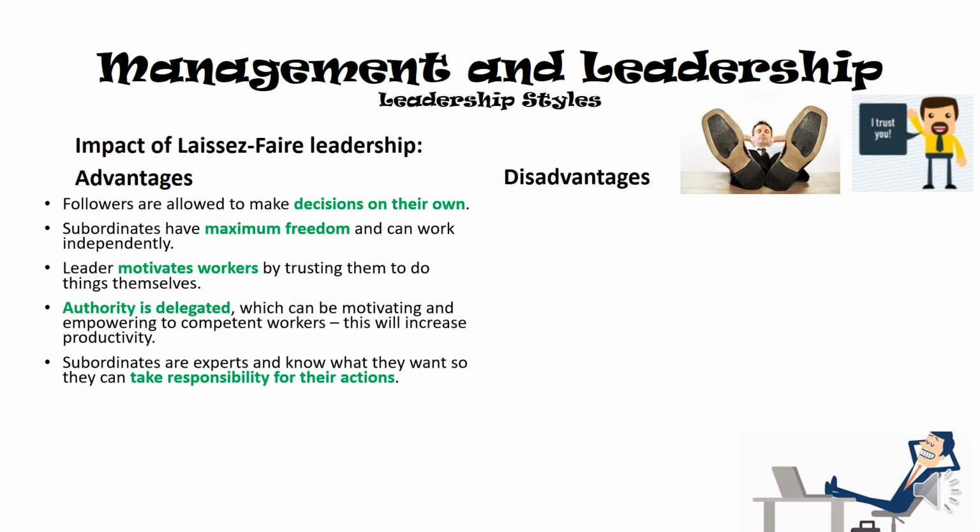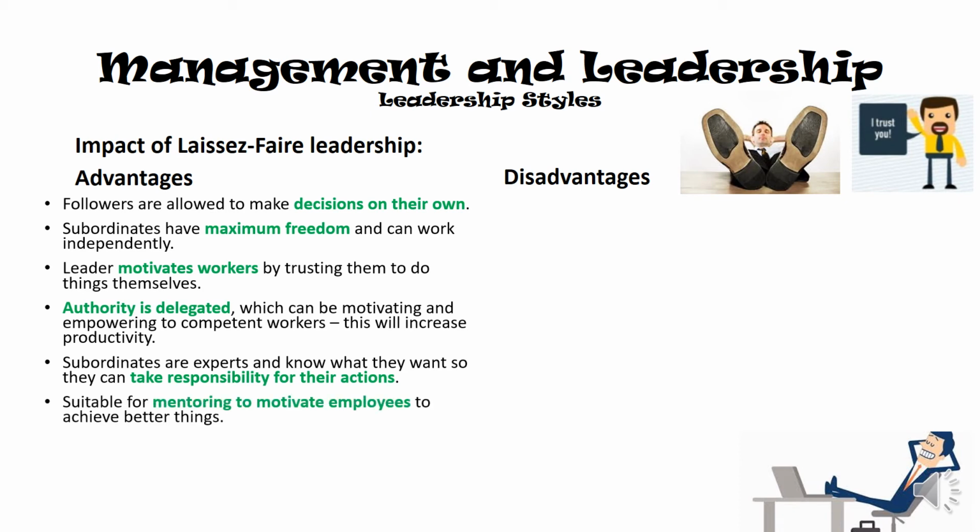In this case, your subordinates are experts and they know exactly what they want. So they are willing to take responsibility for their actions. Remember, you cannot use this leadership style unless your subordinates know their job very well. All right, so in this case, because your subordinates are experts and they know their job inside and out, they don't need you to prescribe to them what to do and how to do it. They are willing to take responsibility for their actions.